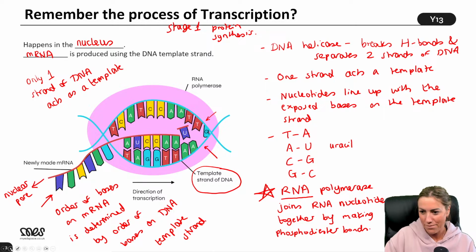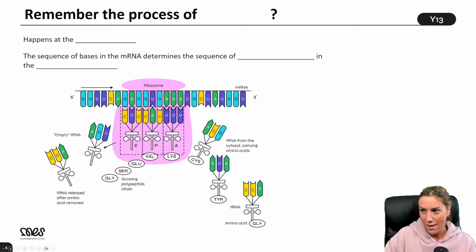Let's move on. What is this? I've left the title blank. I don't even think you've got the title in your workbook, but I thought I'd throw this in while we're doing transcription. This is the process of what? What is the process shown by this diagram? Translation. Good. Let's put this in. Second stage of protein synthesis.